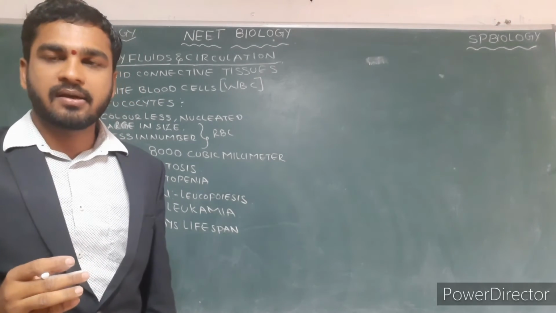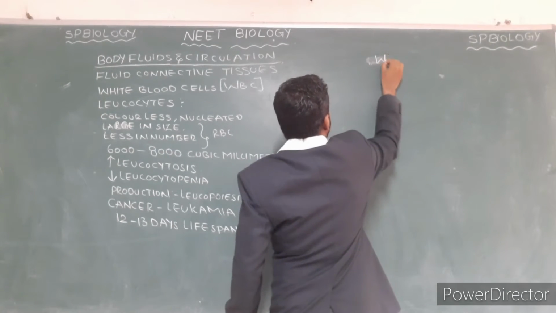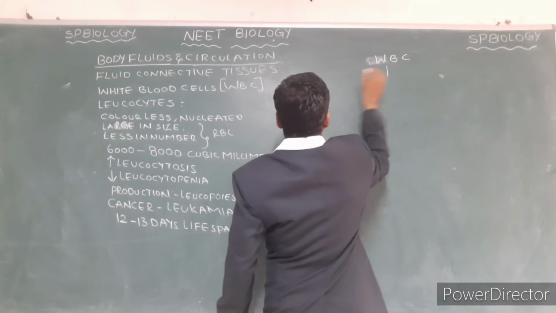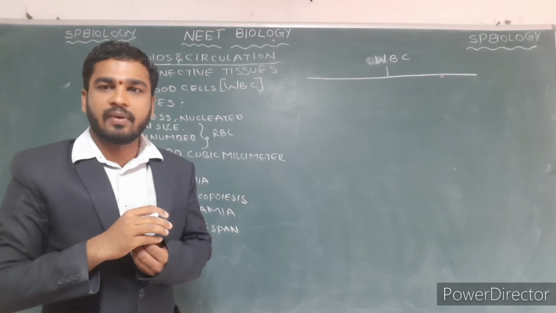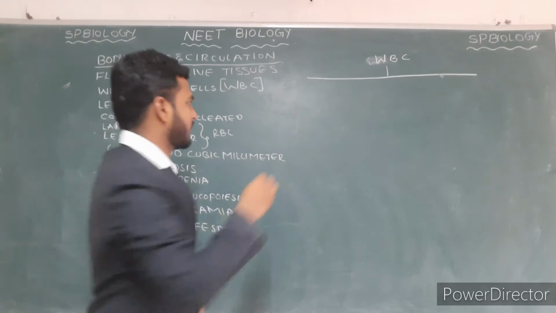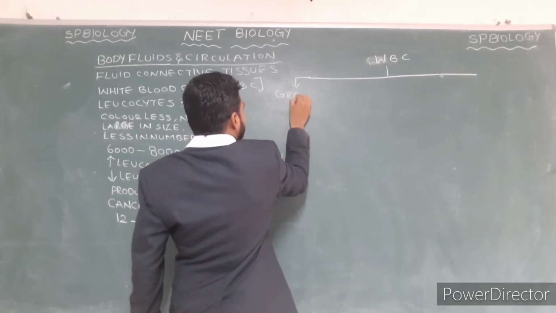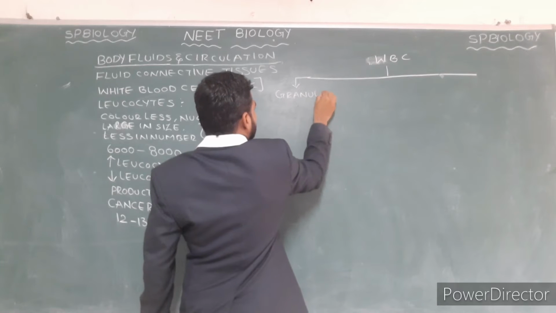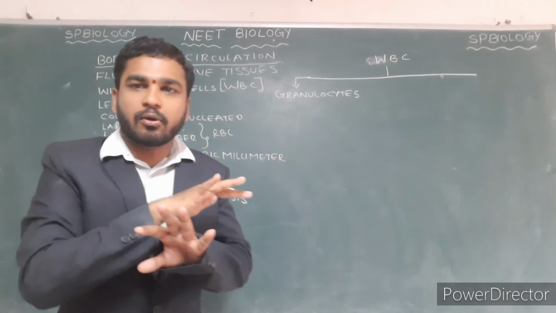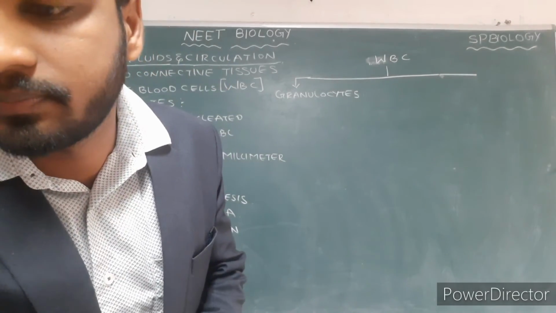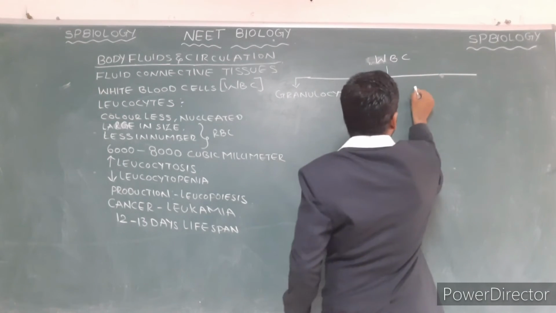White blood cells are divided into two types: granulocytes and agranulocytes. If specific cytoplasmic granules are present in the cytoplasm, they are called granulocytes. If specific cytoplasmic granules are absent in the cytoplasm, they are called agranulocytes.